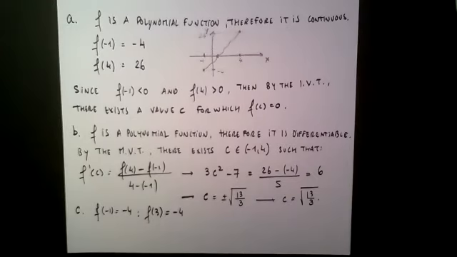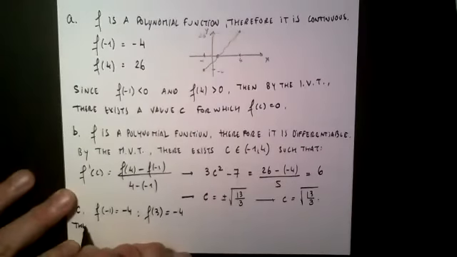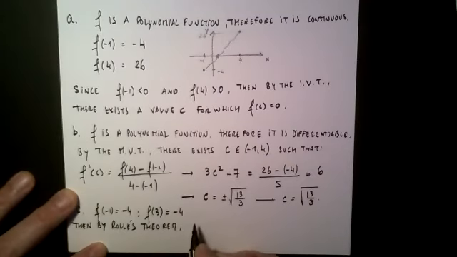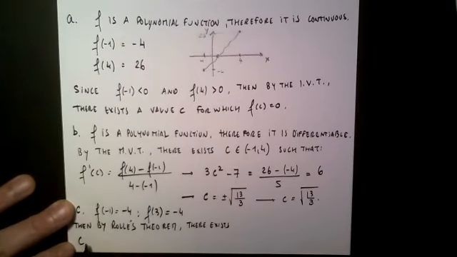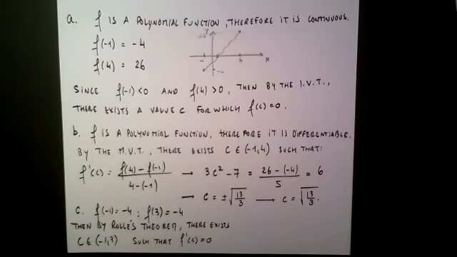Then by Rolle's theorem, there exists C in [-1, 3] such that f prime of C is equal to 0.